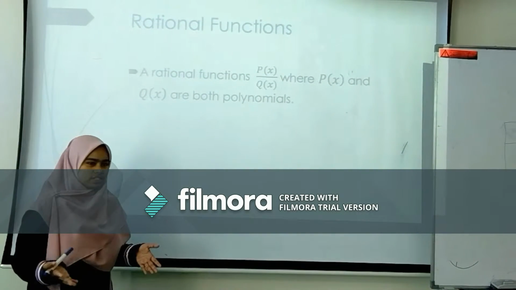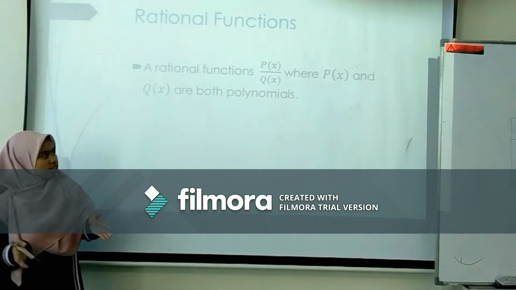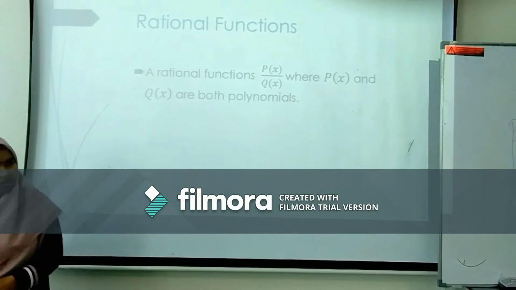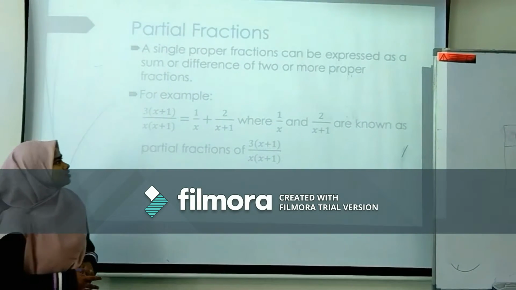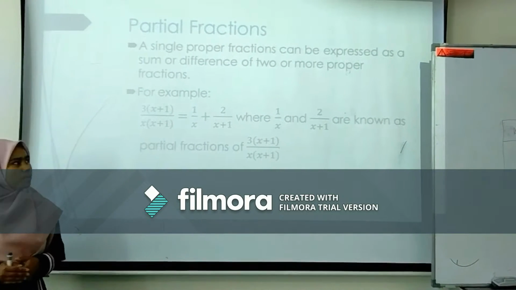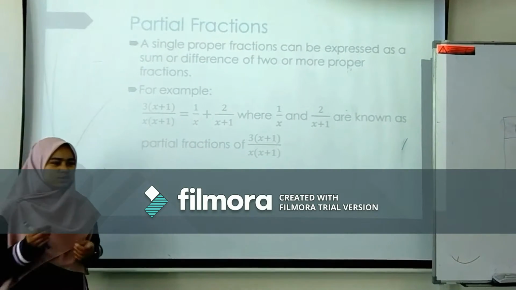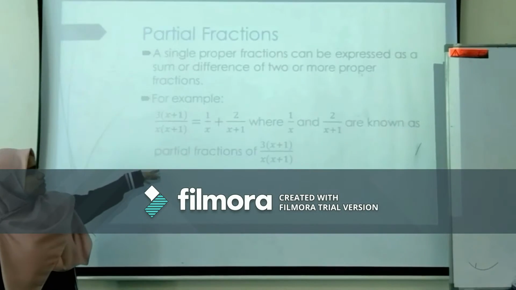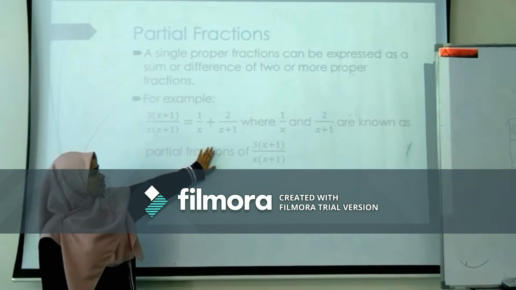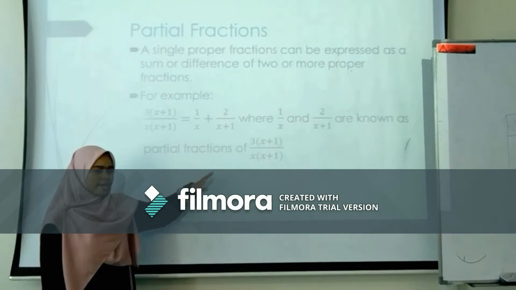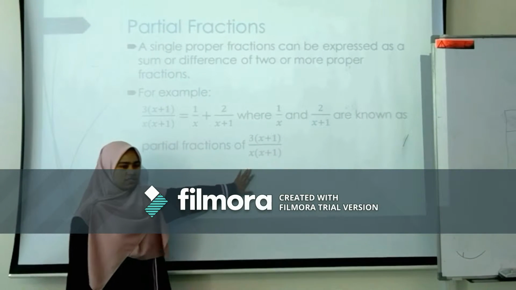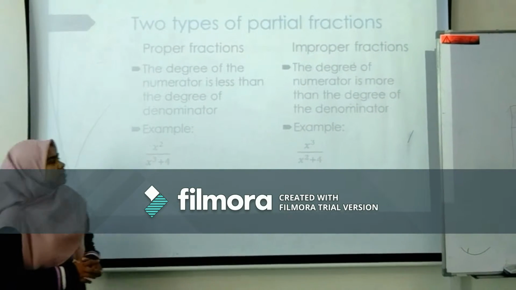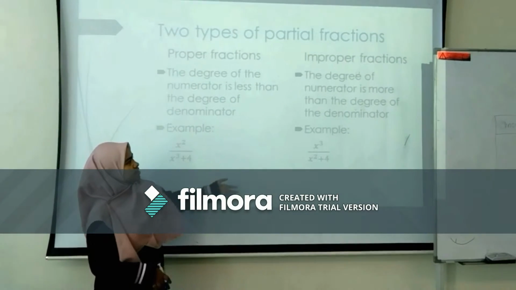What are rational functions? A rational function is a fraction where both the denominator and numerator are polynomials. It can be expressed as a sum or difference of 2 or more proper fractions. Example, 1 over x plus 2 over x plus 1 are known as the partial fractions of this rational function. There are 2 types of fractions, proper fraction and improper fractions.